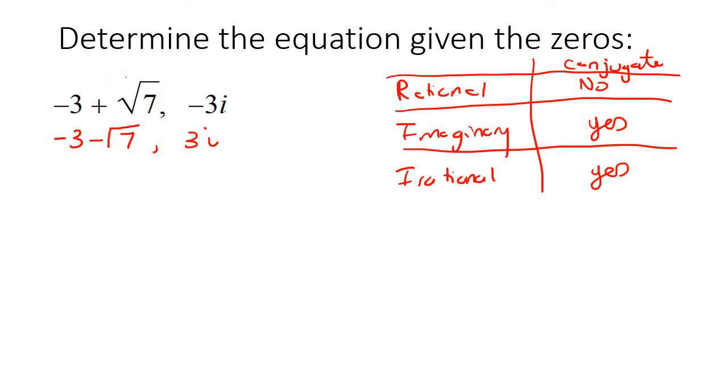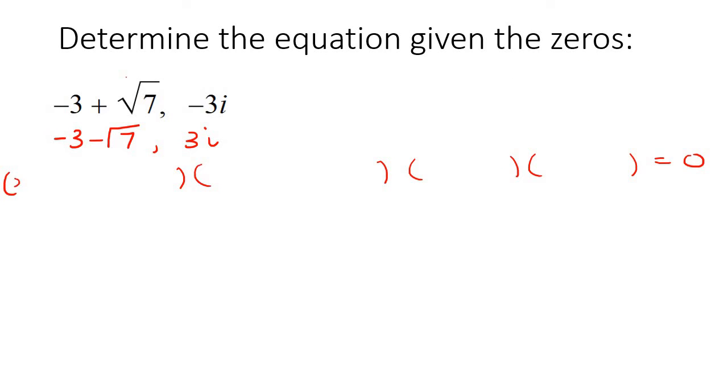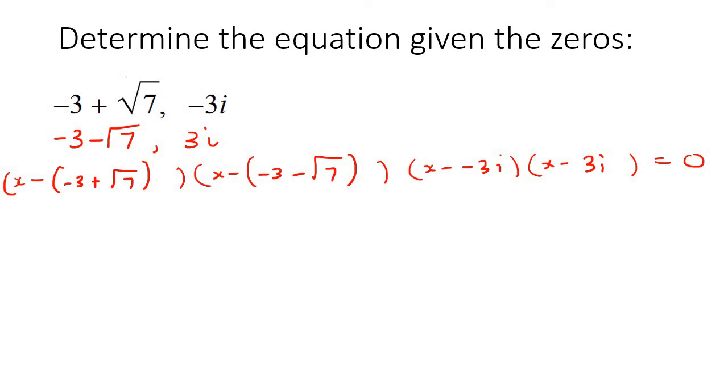Okay, so once again, we're going to make 4 brackets. And then you're just going to say x minus on each one. And now we're just going to fill in these different roots or zeros. So this one, because it's 2 terms, I'm going to put it in a bracket. So negative 3 plus square root 7. The next one, negative 3 minus square root 7. Negative 3i and 3i.